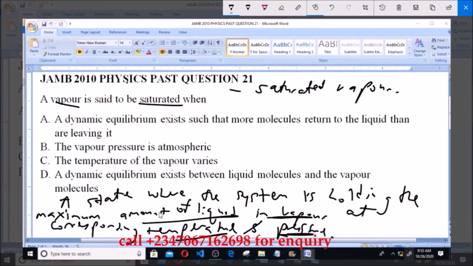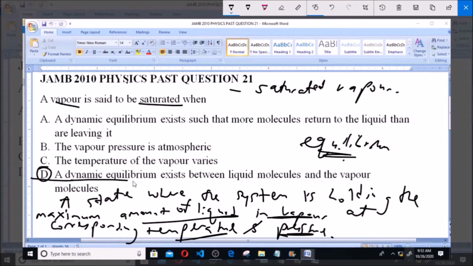So if you have maximum amount or equal amount, it means that what is established is an equilibrium. Okay? So option D says a dynamic equilibrium exists between liquid molecules and the vapor molecules. So option D describes that equilibrium that exists between the liquid and the vapor molecules. So option D is the correct answer to this question.